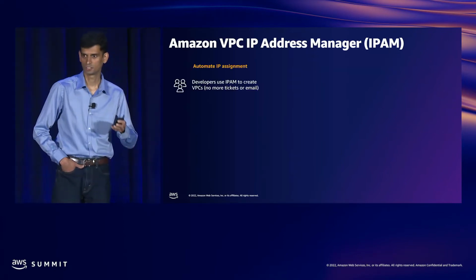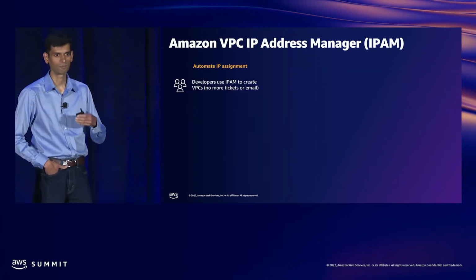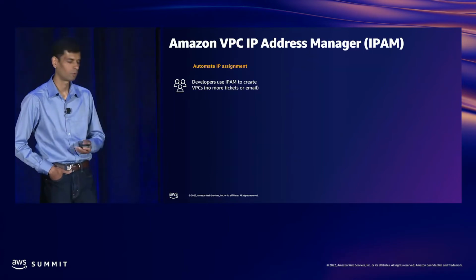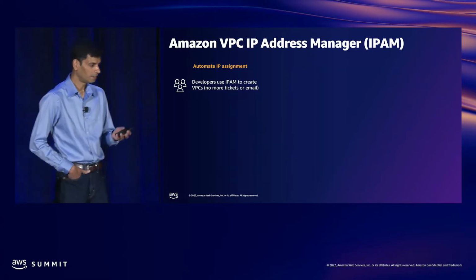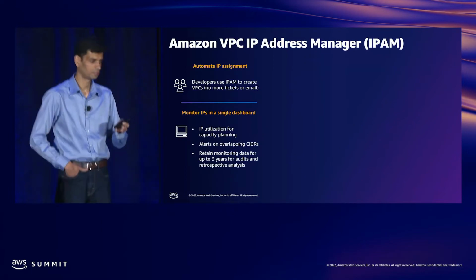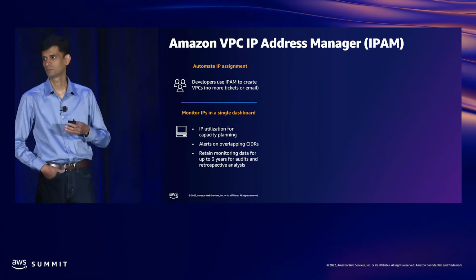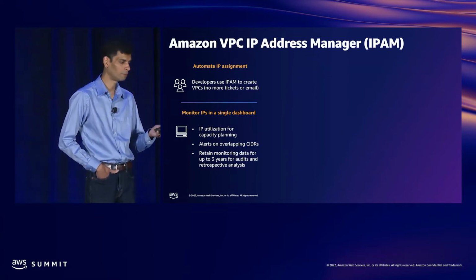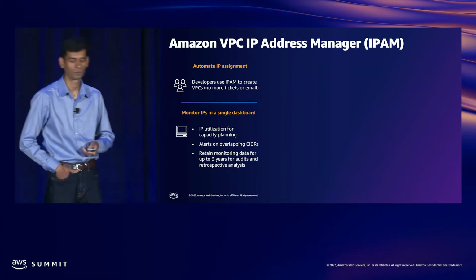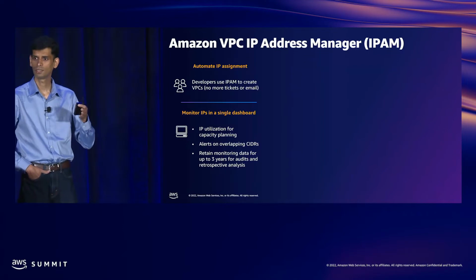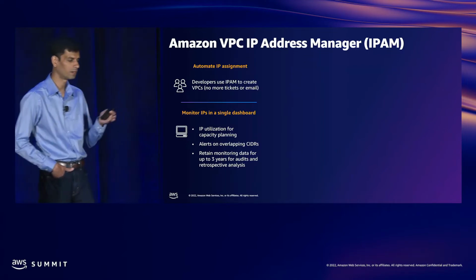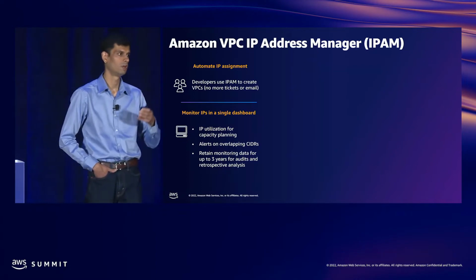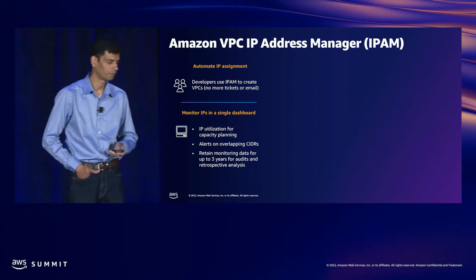First, it automates your IP assignment. So basically, for getting your IP blocks, you don't need to cut tickets or have a request approval workflow. Second, it monitors your IP usage. So you can look at how much of your IP space is being utilized. And then you get alerts on whether there are overlapping CIDRs within your network and so on. And then IPAM actually retains the monitoring data for almost 3 years. So you can do historical analysis for audits, for troubleshooting, and so on.